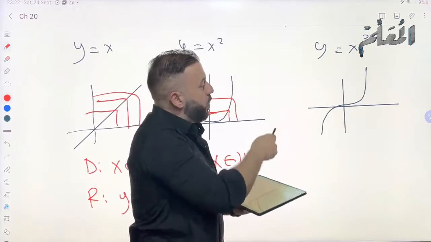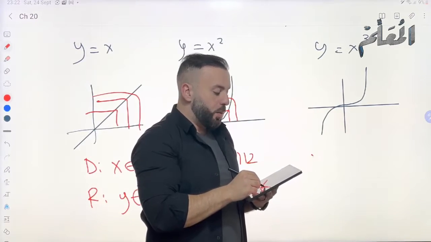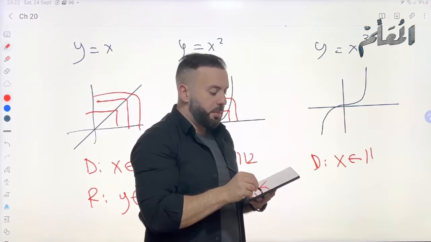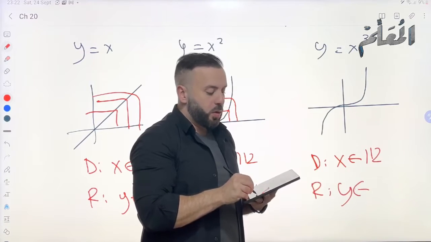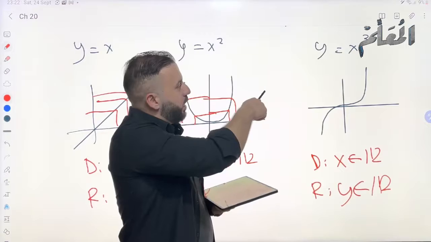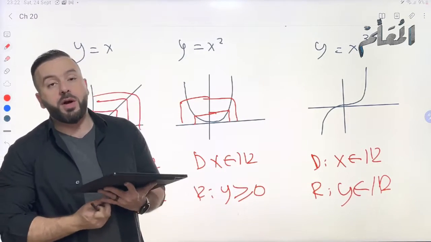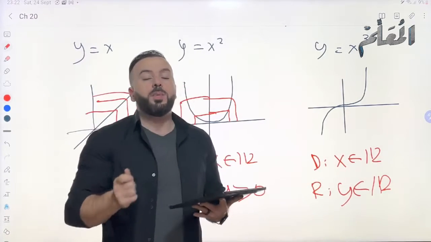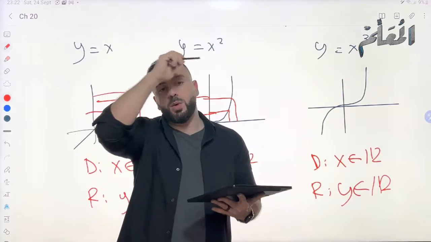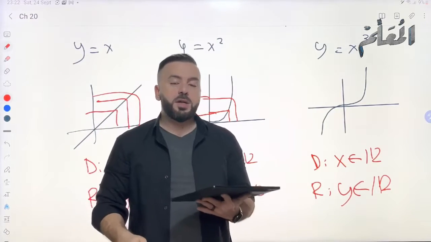But for x cubed here, as you can see, the domain is x belongs to the real numbers and the range is y belongs to the real numbers. I don't have any issues with cubic functions. So these are the three parent functions: the linear, x squared and x cubed. Let's check another parent function.